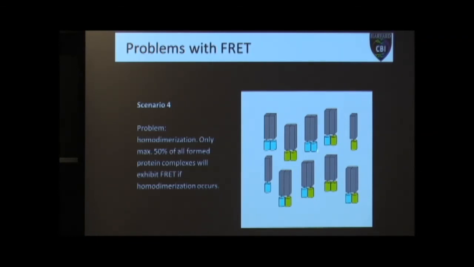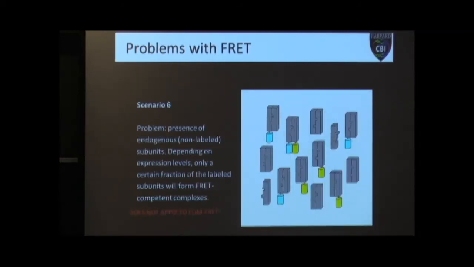Another problem that you can get is homodimerization. If your two proteins, either the actual fluorophores themselves, the CFP and the YFP, can homodimerize, or the proteins that you have them tagged to are able to homodimerize, this is also going to affect your FRET experiment, and this will affect all types of FRET experiments. And finally, if you throw in some endogenous protein that doesn't have your fluorescent tag on there, this can lower your efficiency of your FRET experiments as well.